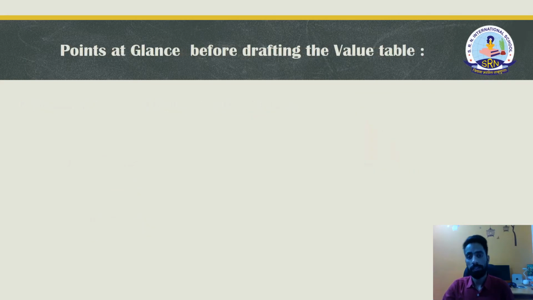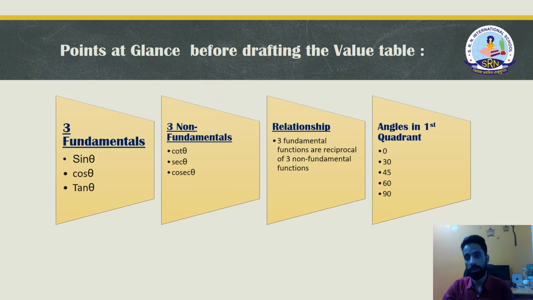Moving next, let's have a glance at the points before drafting the value table for the trigonometry ratios in the first quadrant. You always need to keep in mind these 4 points. The first point is that we have 3 fundamental trigonometry functions, and those are sin theta, cos theta, and tan theta. The next is 3 non-fundamental functions. Those are cot theta, sec theta, and cosec theta.